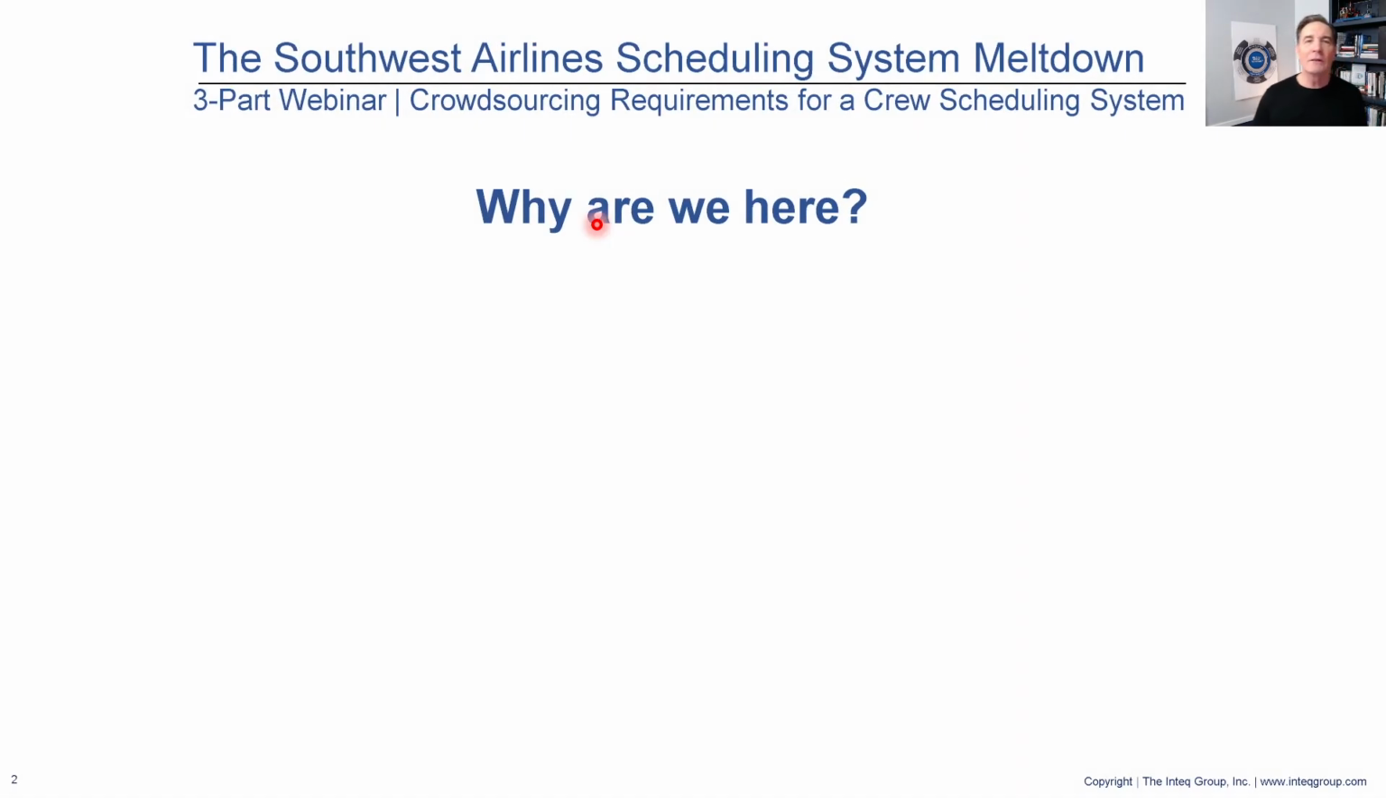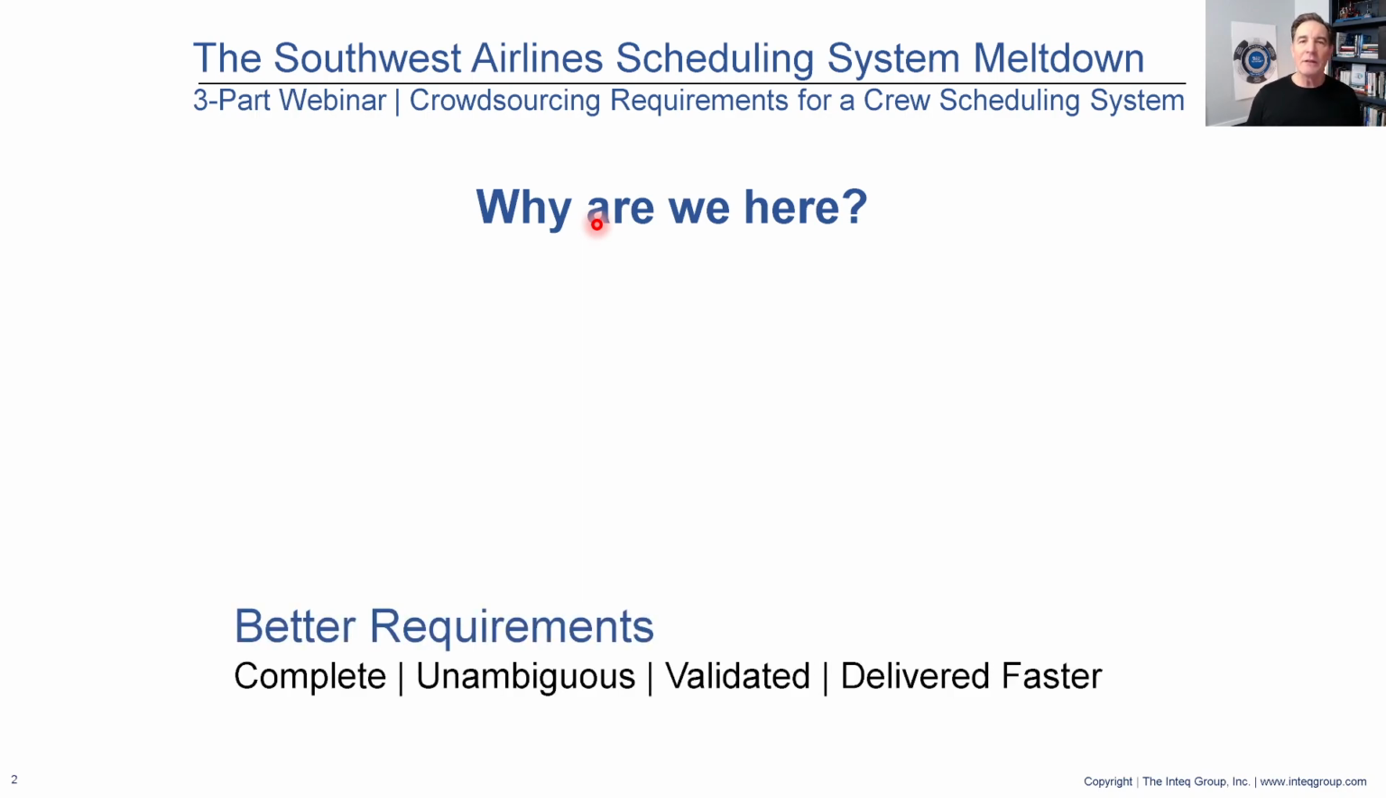So why are we here? Well, the basic concept in these three parts is looking at this through the eyes of a business analyst. And as a business analyst, we want to do better requirements: better requirements, complete, unambiguous, delivered faster.